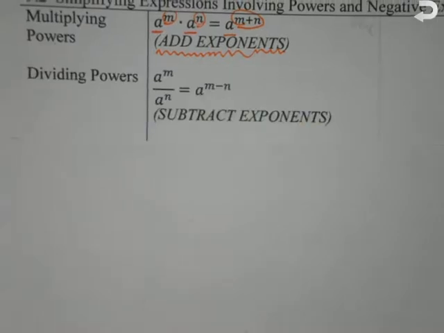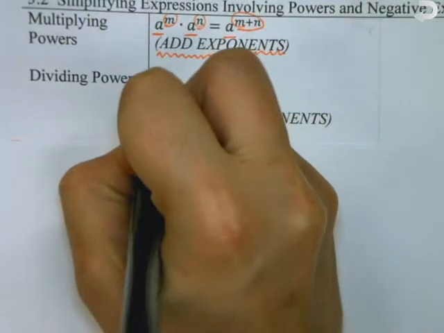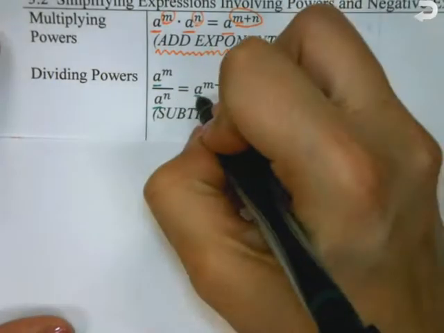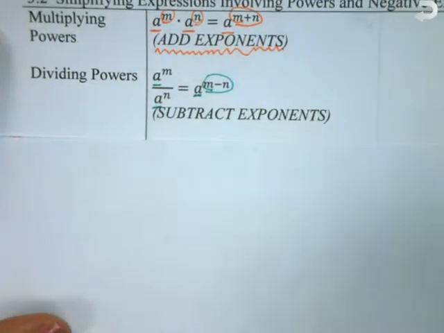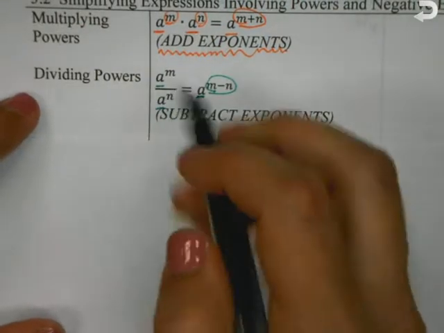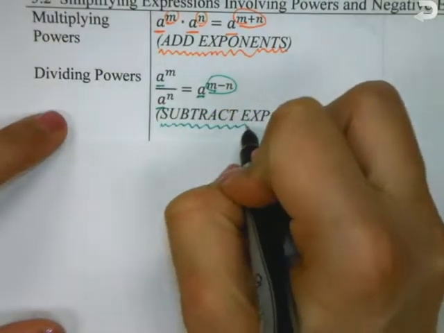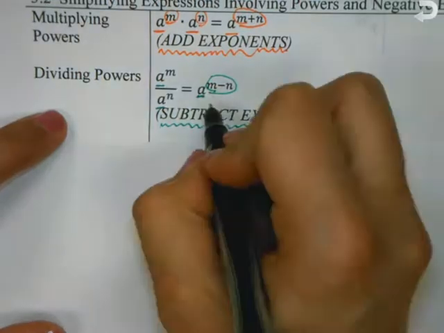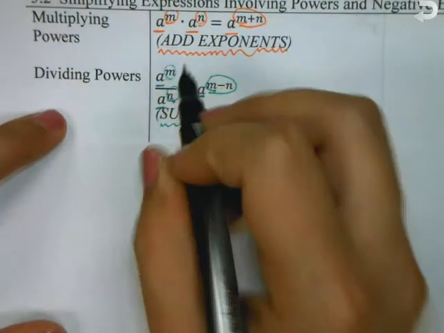Okay. When we are dividing powers, the bases still have to be the same, so we keep that same base, but then I subtract my exponents. So when I'm multiplying, I add the exponents. When I'm dividing, I subtract the exponents. I always keep the same base though, so that base still stays the same. The exponents get subtracted.